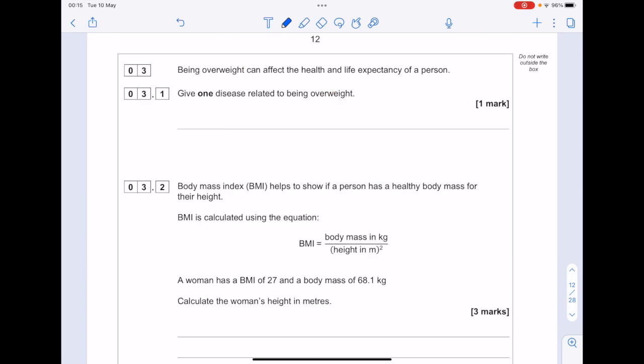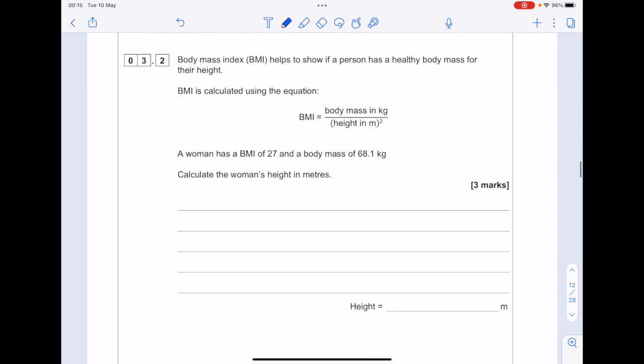Being overweight can affect the health and life expectancy of a person. Give one disease related to being overweight. Lots of options here. I'm going to put diabetes. You could have also put coronary heart disease, cancer, depression, high blood pressure. The BMI, body mass index, helps to show if a person has a healthy body mass for their height. It's calculated using this equation.